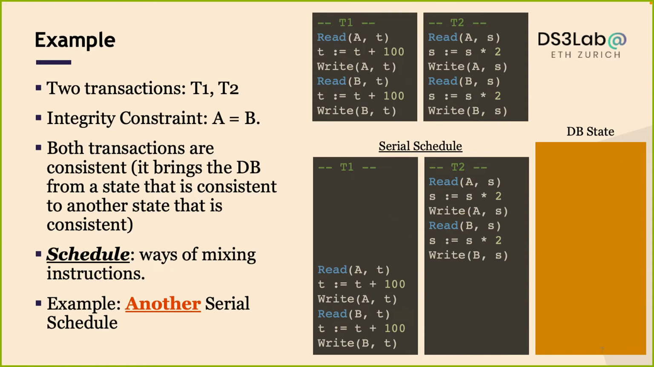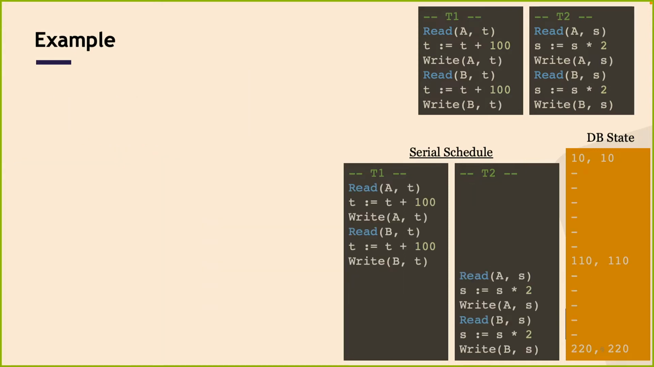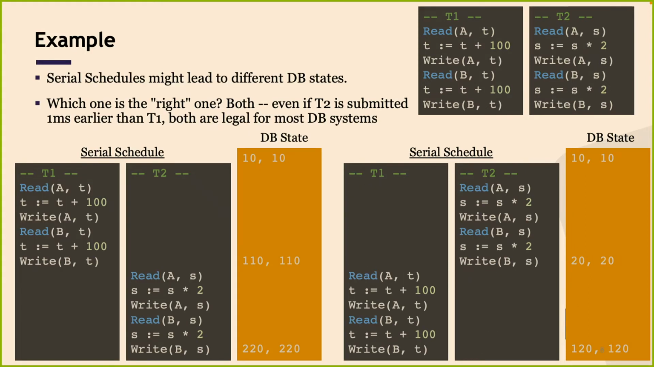There could be multiple serial schedules. You could run T1 first, you could run T2 first. If you run T2 first, you are going to have something like this. So you're going to have 10 and 10. After T2, you have 20 and 20. After T1, you have 120 and 120. If you put this side by side, as we can see, even though you have serial schedules, they could give you different results in the end.